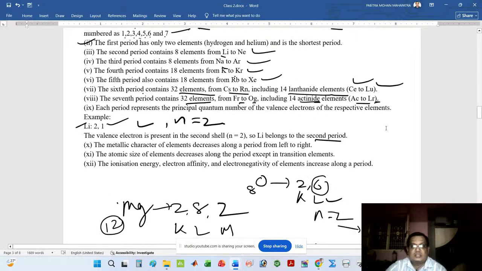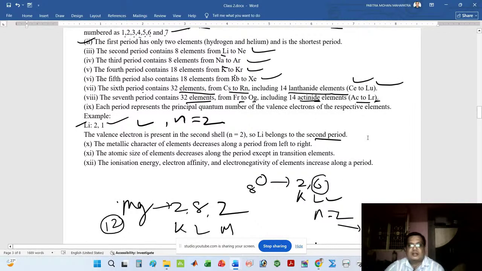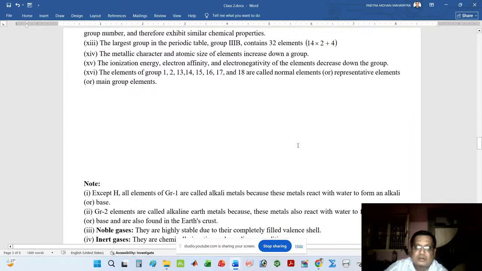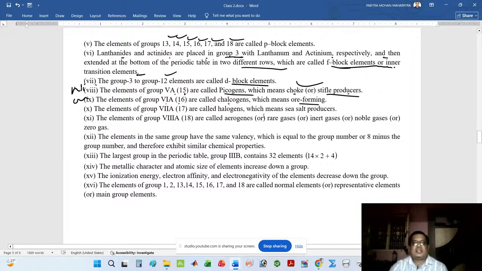So these elements are called what? That is chalcogen. The other name of the oxygen family is chalcogen. Chalcogen means ore forming. Group 17 elements are called halogen. Why are these said to be halogen elements? Halogen elements are fluorine, chlorine, bromine, iodine.